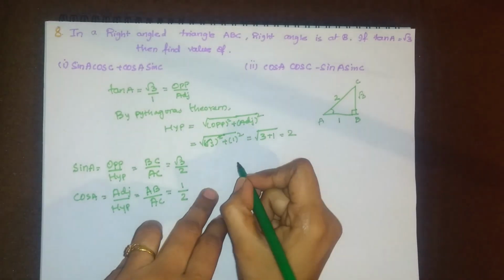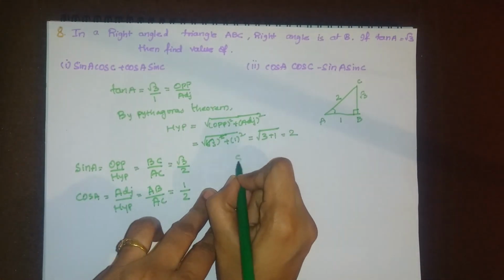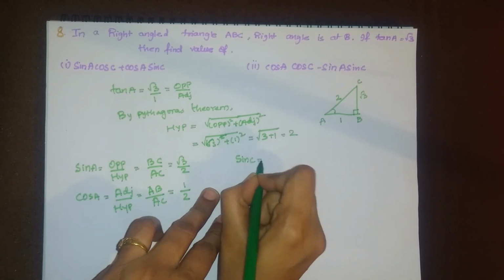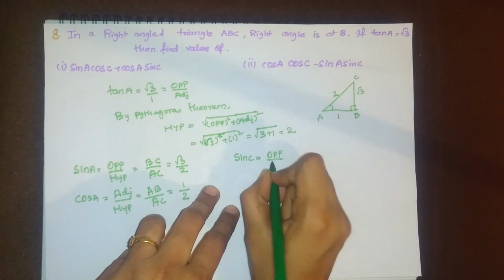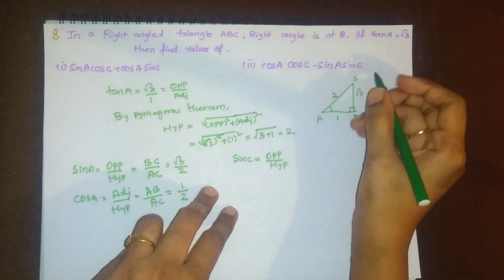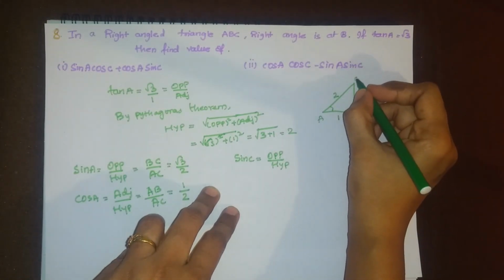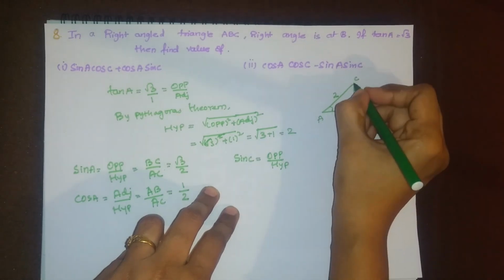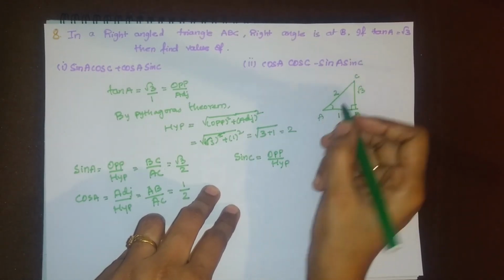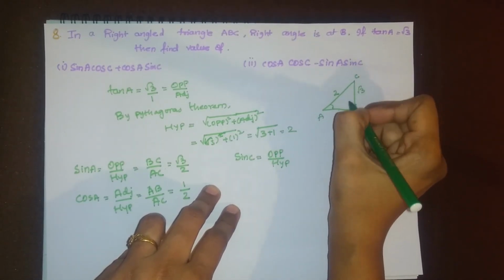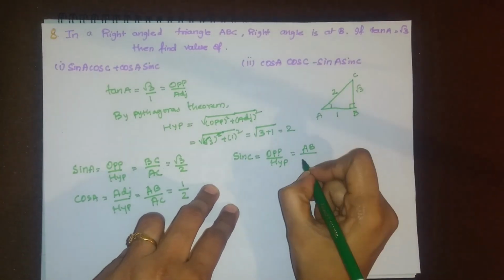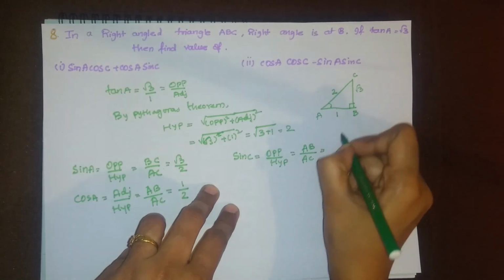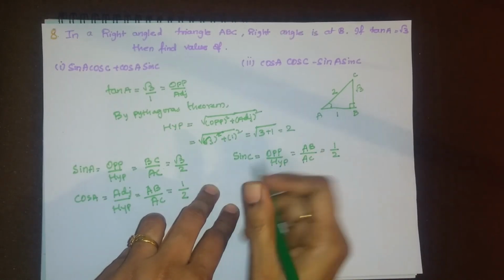Now, what is sine C? Sine C, opposite divided by hypotenuse. Which side is opposite to angle C? AB. AB is opposite to angle C. AB divided by hypotenuse AC. What is AB length? 1 divided by 2.